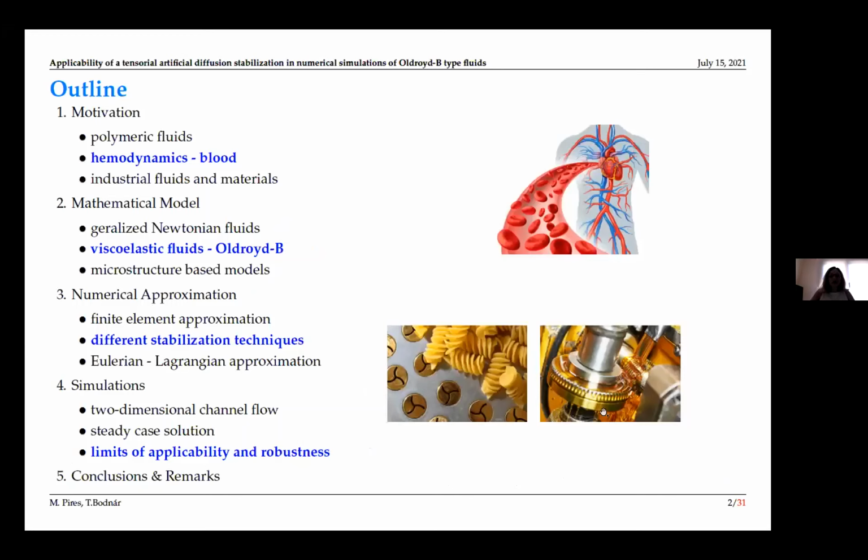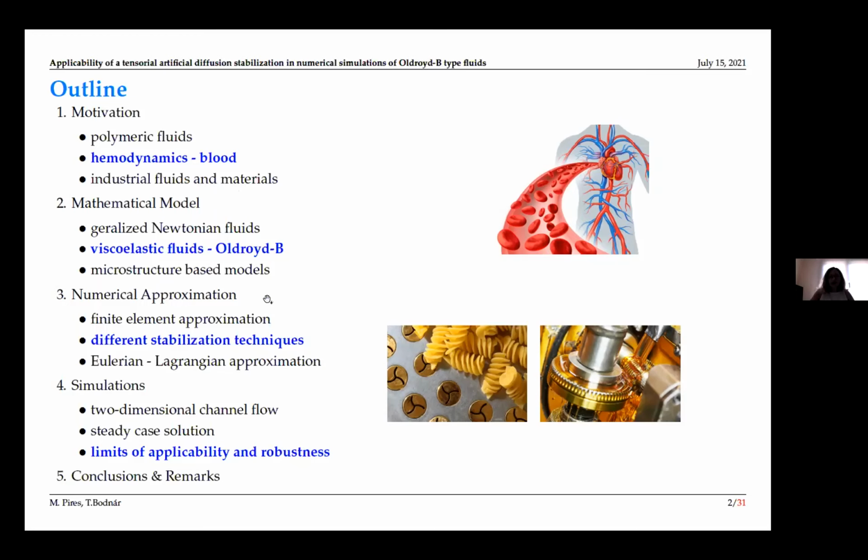Our motivation for this work was hemodynamics, although there is a range of other applications like polymeric fluids or industrial fluids and materials. Among the mathematical models used to describe blood behavior, we work with the Oldroyd-B equations to capture the viscoelastic characteristic of the blood. It means that the fluid has the ability to store and recover deformation.